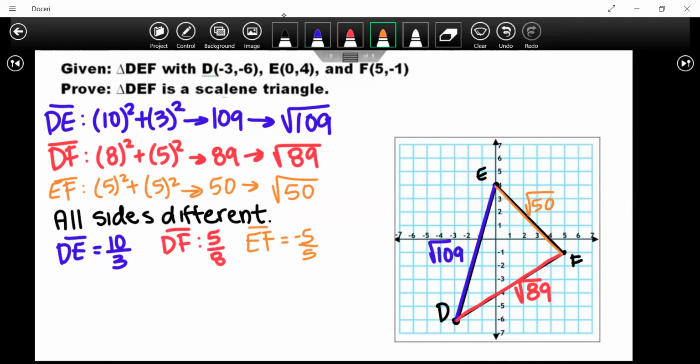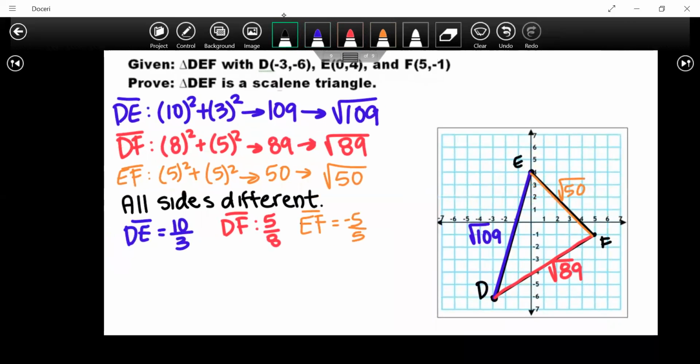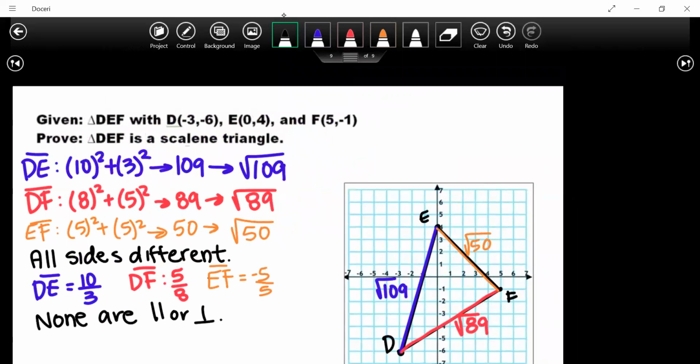That's fine. What do we know about all these slopes? None are, I'm going to abbreviate this, parallel or perpendicular. What can be our conclusion? Scalene triangle. It's Illuminati. Cool beans? You guys good? Sure. Homework time?